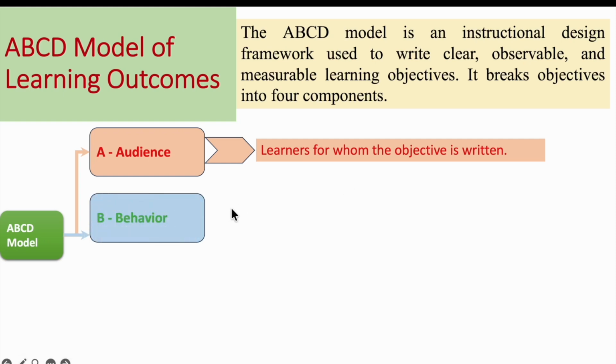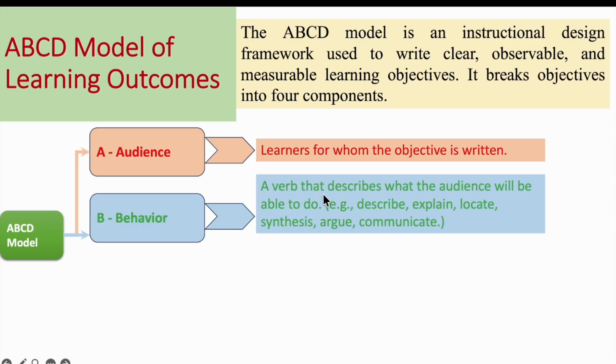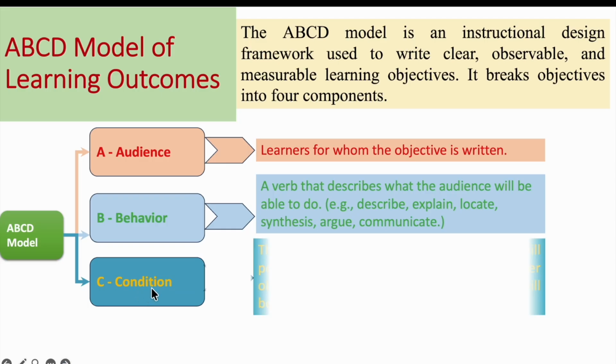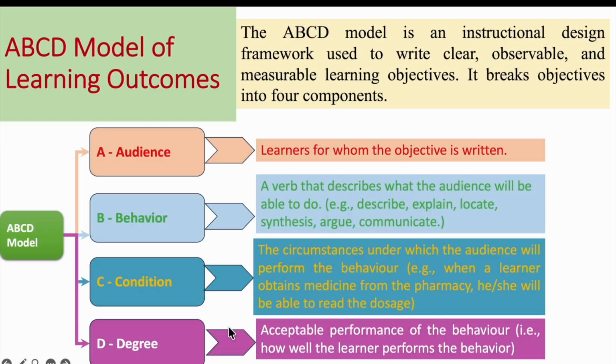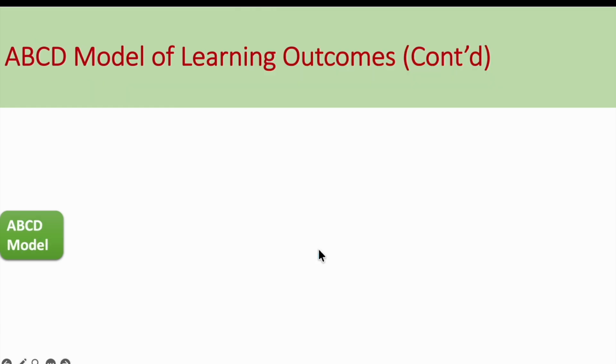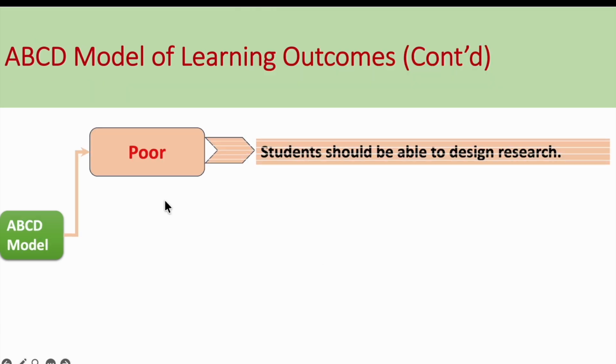The second one is behavior, a verb that describes what the audience will be able to do, that is, describe, explain, locate, synthesize, argue, communicate. The third is the condition, that is, the circumstances under which the audience will perform the behavior. And the fourth and last one is degree, the acceptable performance of the behavior, that is, how well the learner performs the behavior. ABCD model of learning outcomes.